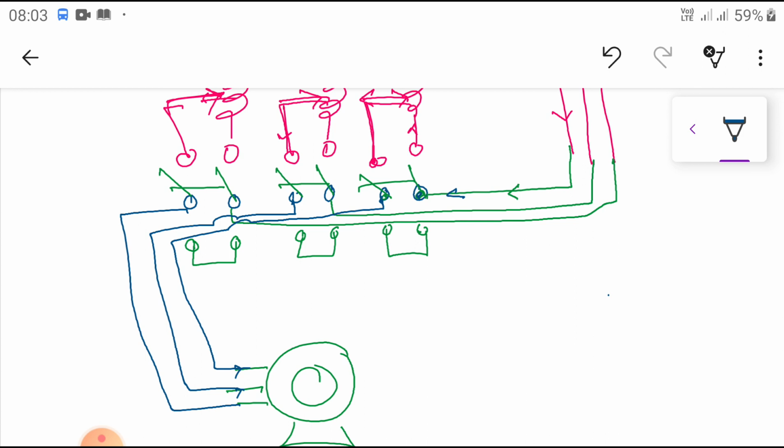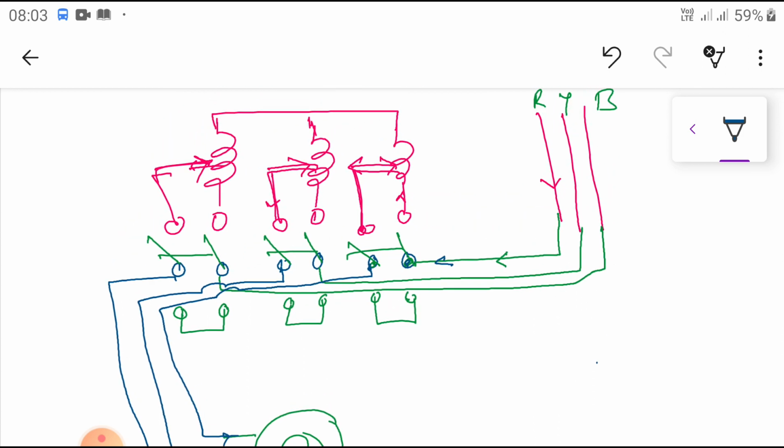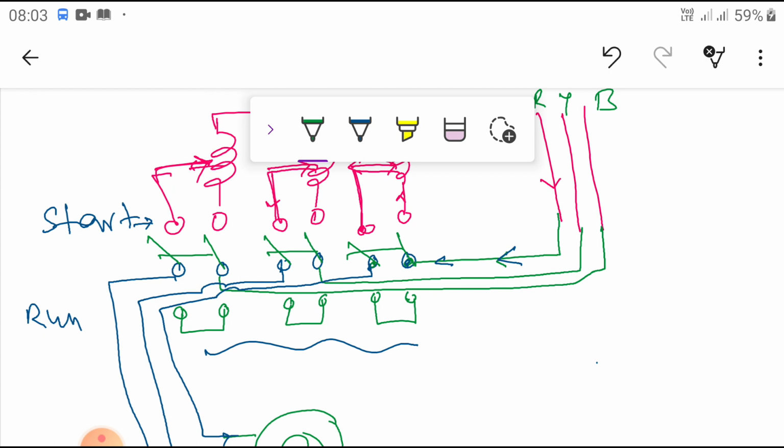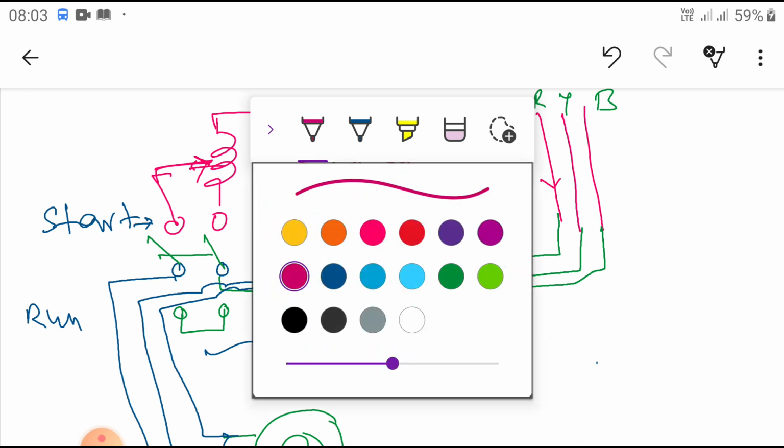So in this case, what will happen? Under normal condition, if I close the switches, first case, this is the start position, this is the run position, these are the run positions, these are the start positions. During the starting period, in manual operation, what happens? The current is coming here. You can see that also with the help of the diagram, this one color.